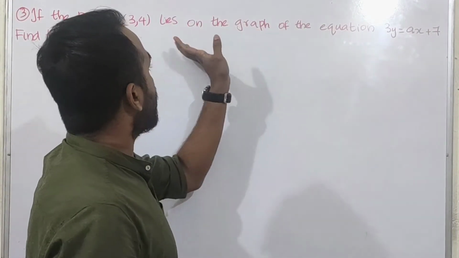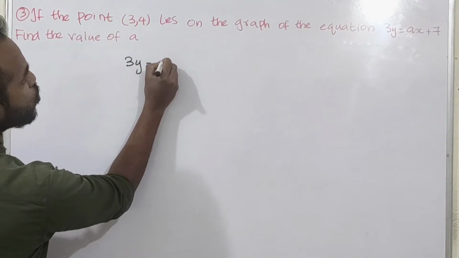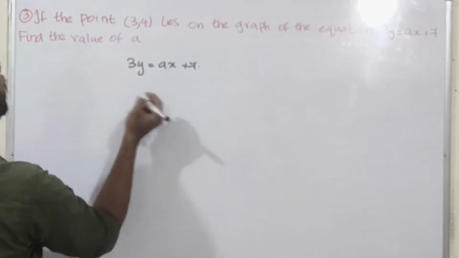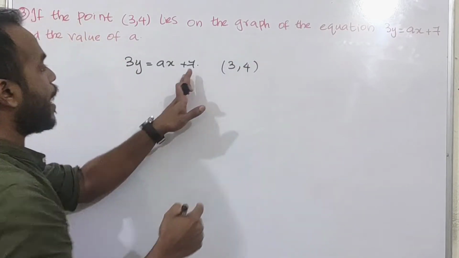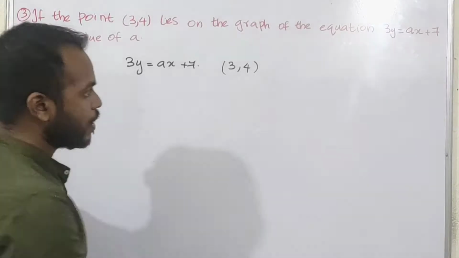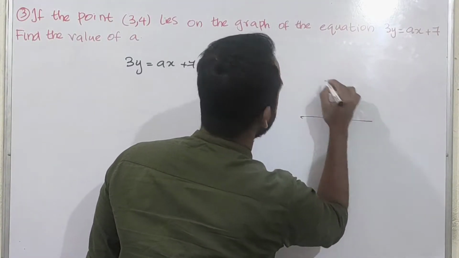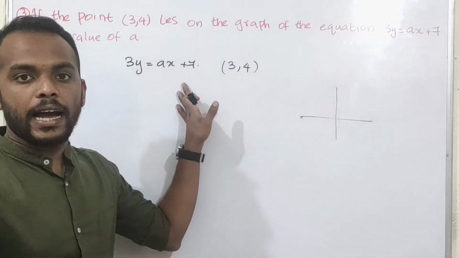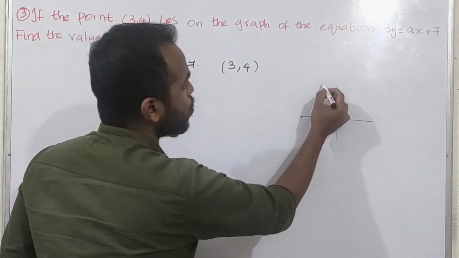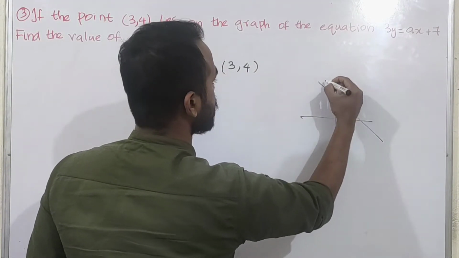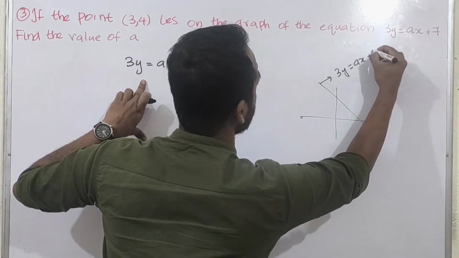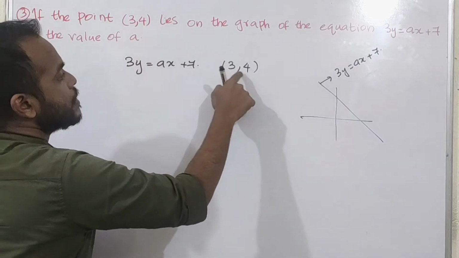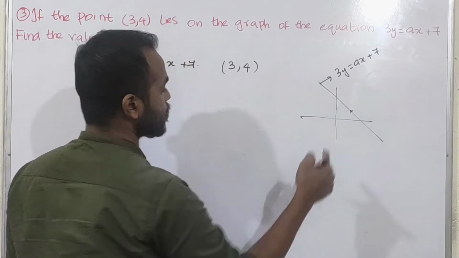We have an equation 3y is equal to ax plus 7, and given (3,4) is a point on the line of this equation. We have learned that in a Cartesian plane every equation will have a unique straight line. So this will be a straight line. Suppose this is a straight line corresponding to this equation 3y is equal to ax plus 7, and it is given (3,4) is a point on this line.